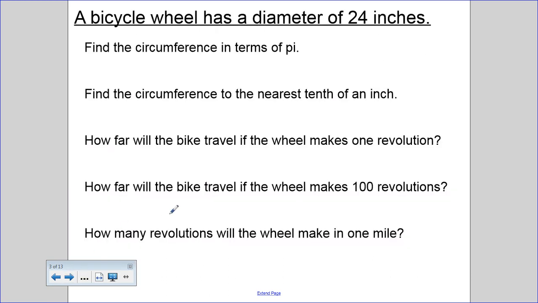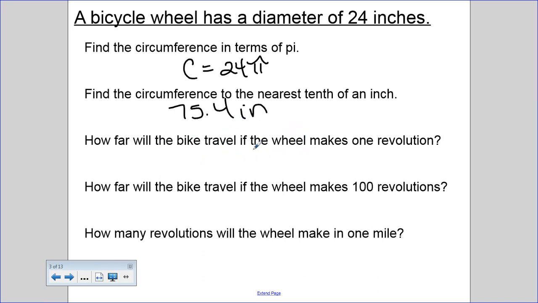A bicycle wheel is a great example of a circle, and it has a diameter of 24 inches. Find the circumference in terms of pi. And you remember, to be exact, it would be in terms of pi. So pi times diameter, 24 pi. And that's your answer. Find the circumference to the nearest tenth of an inch. On this one, you're going to want to put it into your calculator. So 24 times pi, I got 75.4. Your answers might vary slightly depending on whether you use the pi button or 3.14.